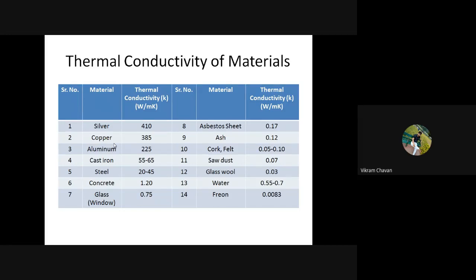Just put up these numbers of thermal conductivity as per the materials.